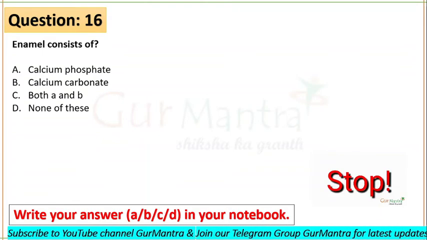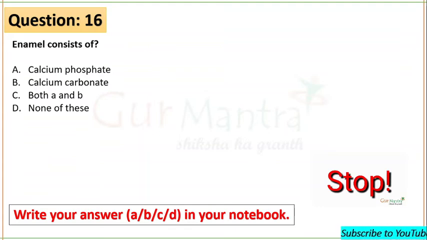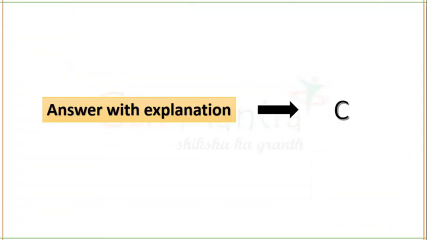Enamel consists of both calcium phosphate and calcium carbonate. So both A and B are right options. I mean, C is your correct option here. So C is your answer. And the next question is on your screens now.